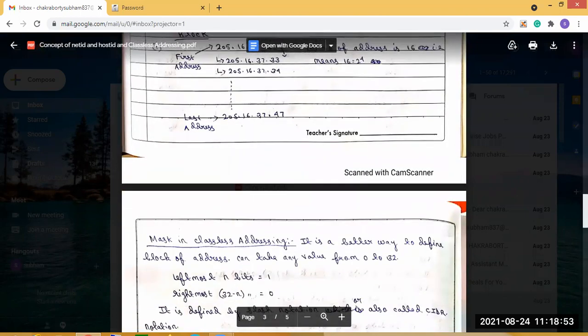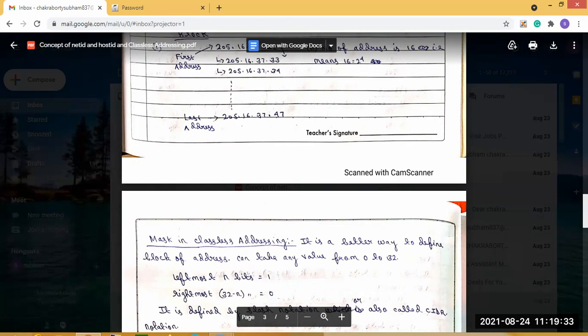Same as for classful addressing, for classless addressing also there is the mask concept. Why do we use the mask concept? It is a better way to define the block of addresses. The mask value is 32 bits, that means it can take values from 0 to 32. The same thing which we did for finding the mask in classful addressing, here also we will do.